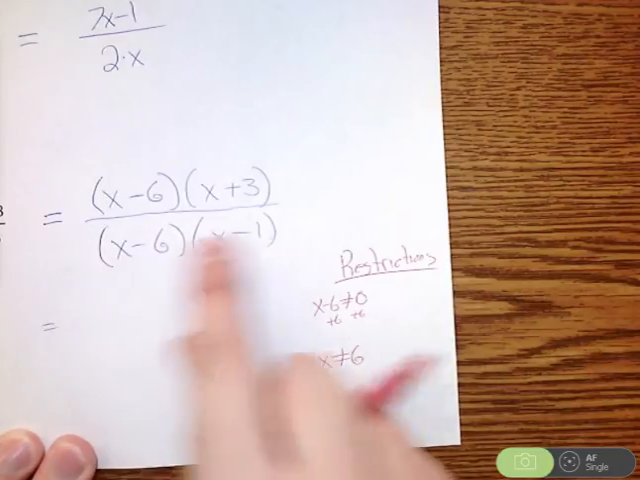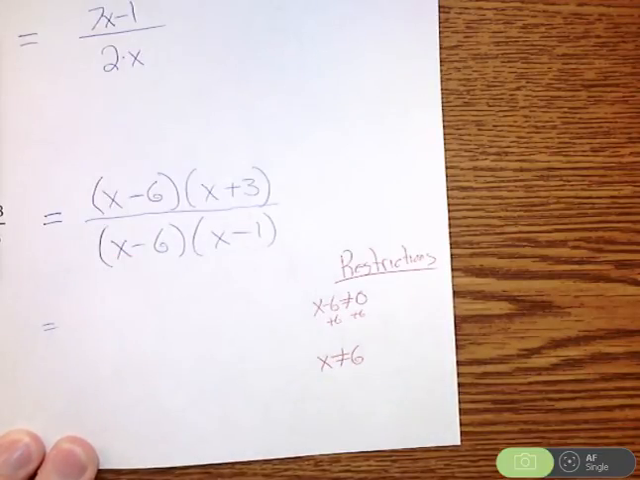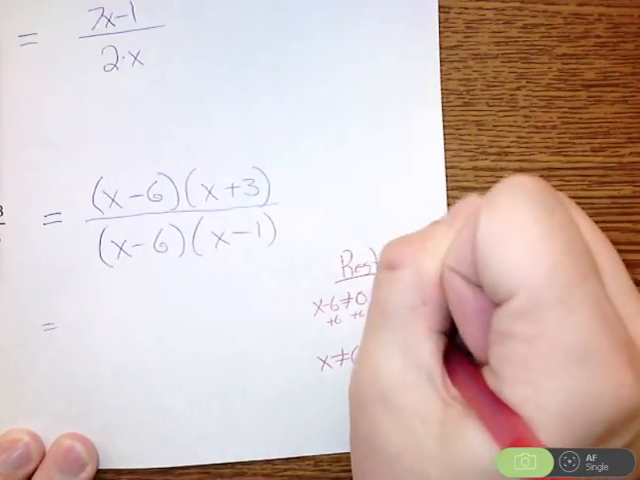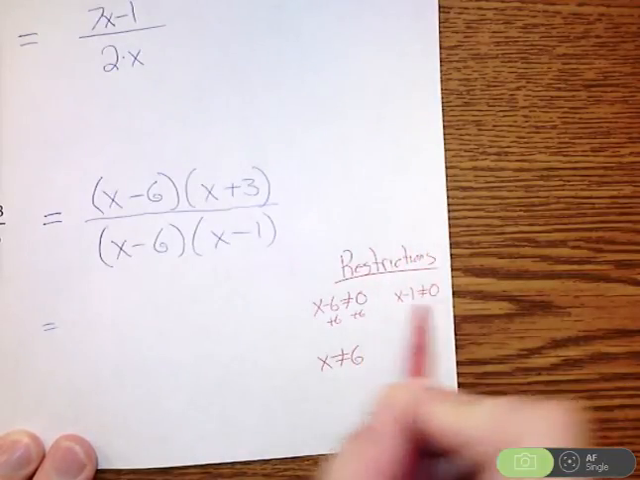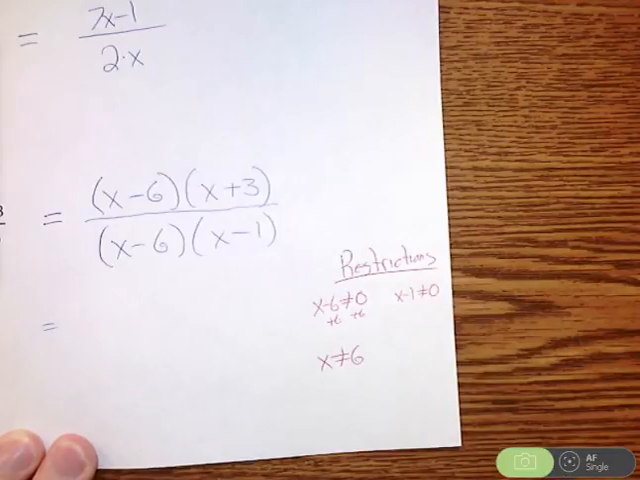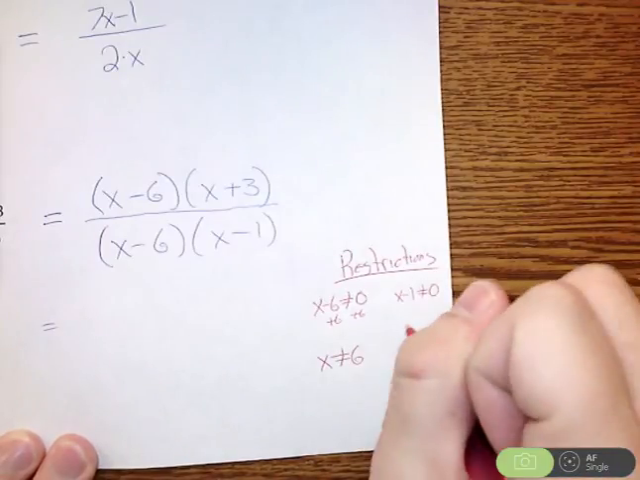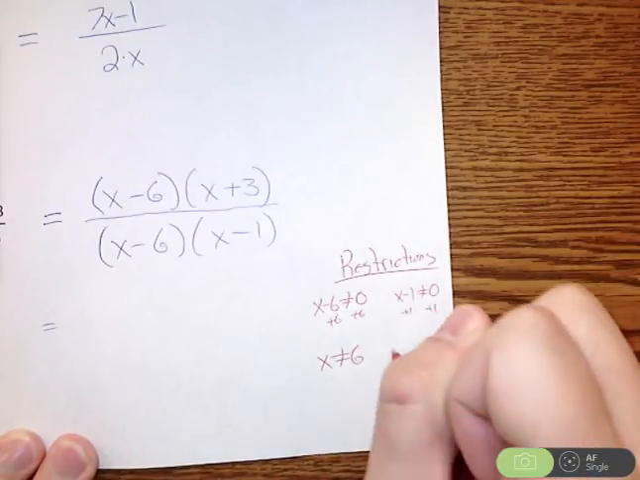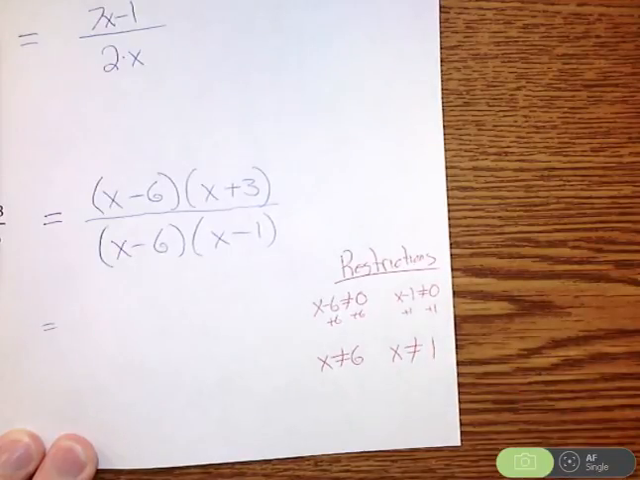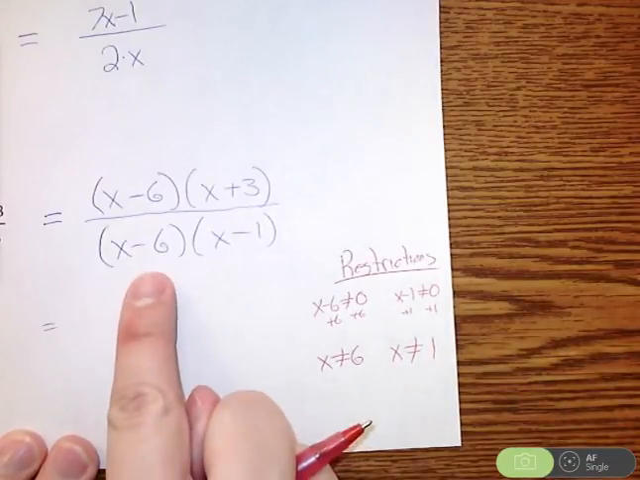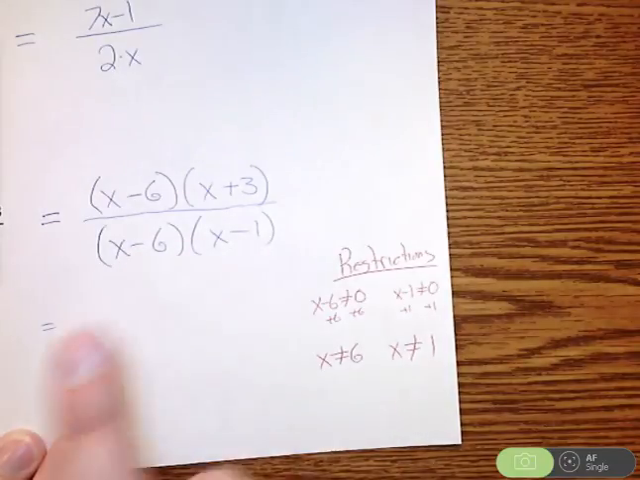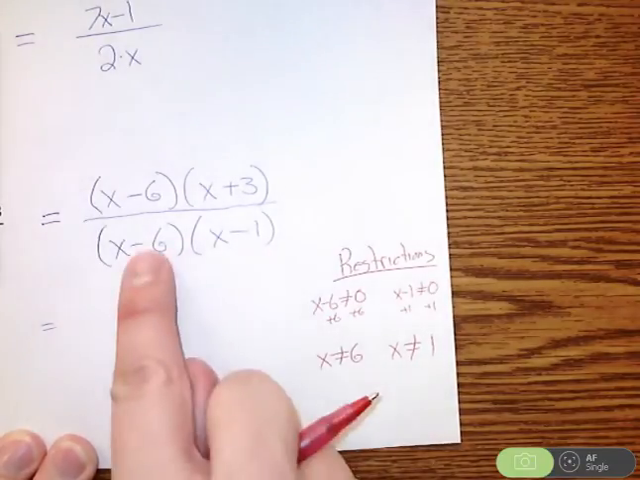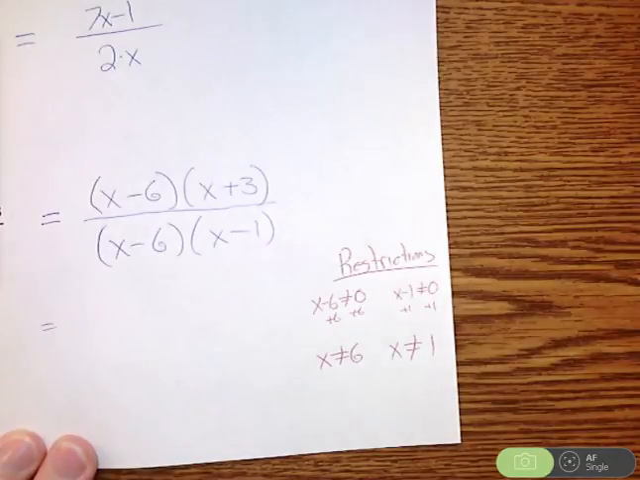If I plugged in a 6 here, you're going to end up with 0. And then also I have x minus 1 is not equal to 0. I took my other factor and set it not equal to 0. Add 1, and x also cannot be 1. So from the bottom, I took each factor, set it equal to 0 and solved, and that helps you find those restrictions. So x cannot be 6, x cannot be 1.